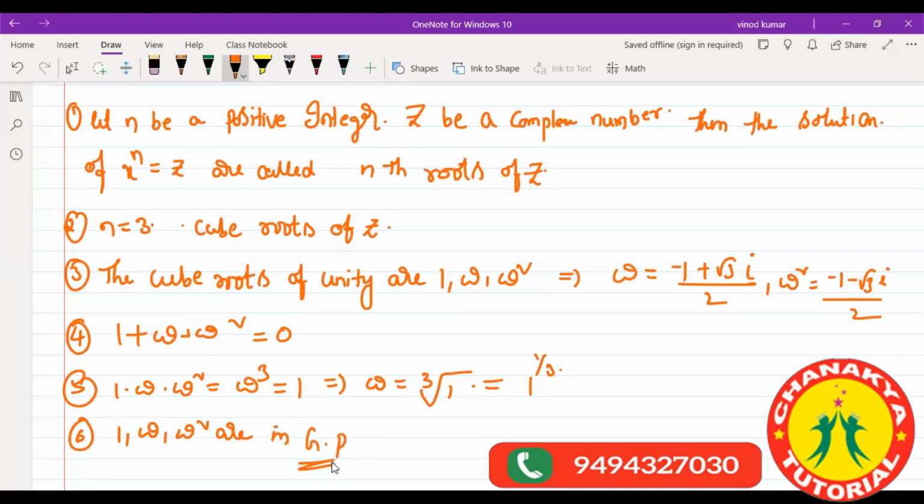Okay, most of the time we spent here. Some more concepts we have, in the next class we will discuss.